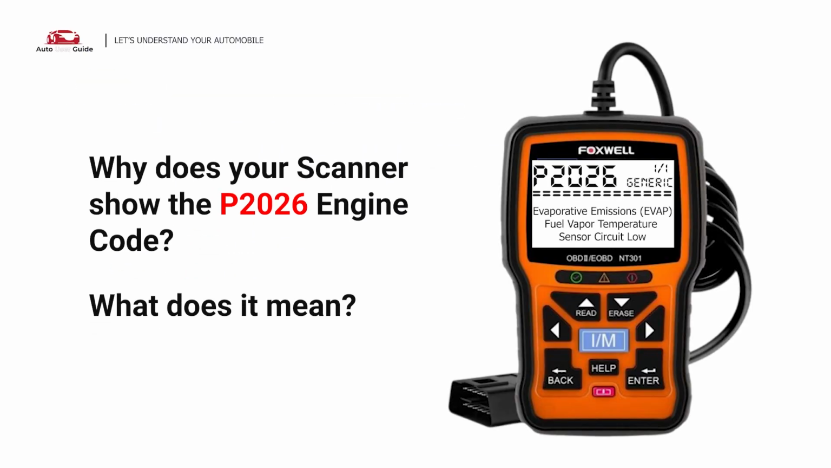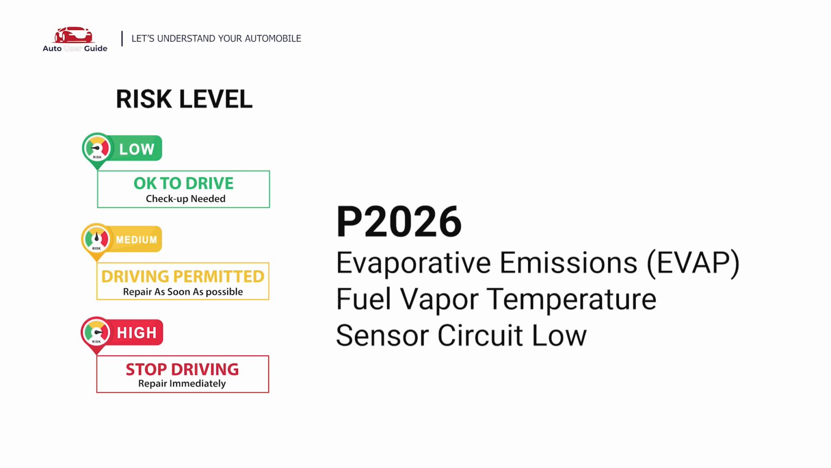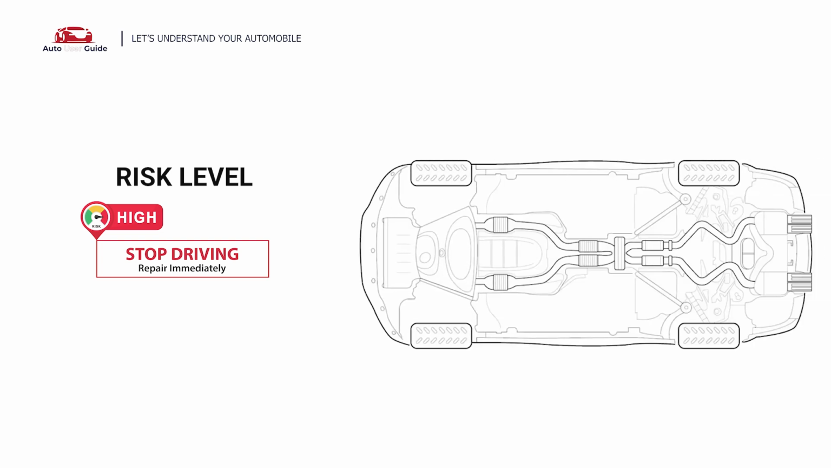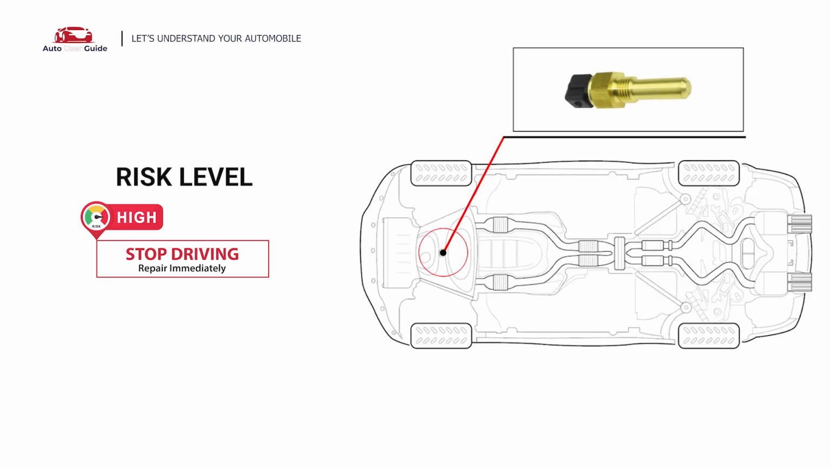Why does your scanner show the P2026 engine code? What does it mean? P2026 is a diagnostic trouble code for evaporative emissions EVAP fuel vapor temperature sensor circuit low. This engine code indicates that the PCM has detected that the voltage from this sensor is below the manufacturer's specified limits. The sensor monitors fuel temperature within the fuel tank. Under this circumstance, stop driving and repair your vehicle immediately.